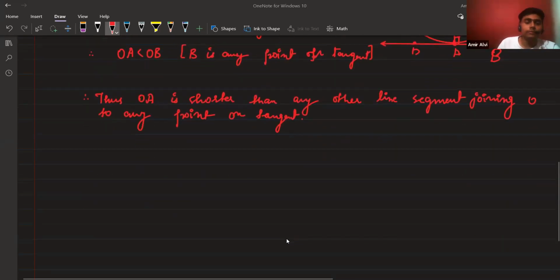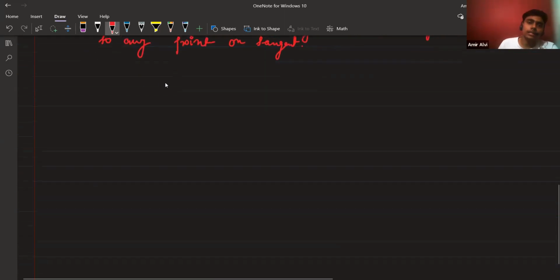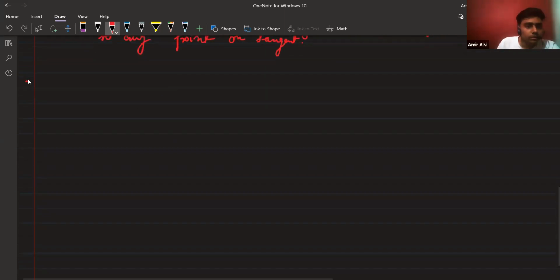When we have already seen that the shortest distance of a given point to a line is the perpendicular distance from it. Have you heard this line? Shortest distance is the perpendicular distance. So this is the statement here.